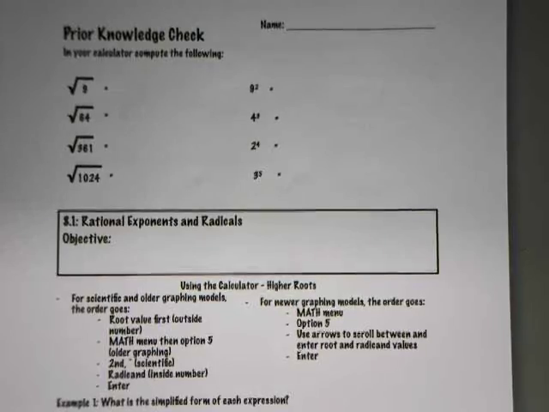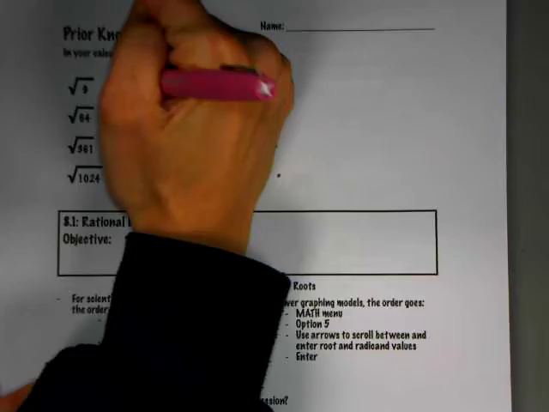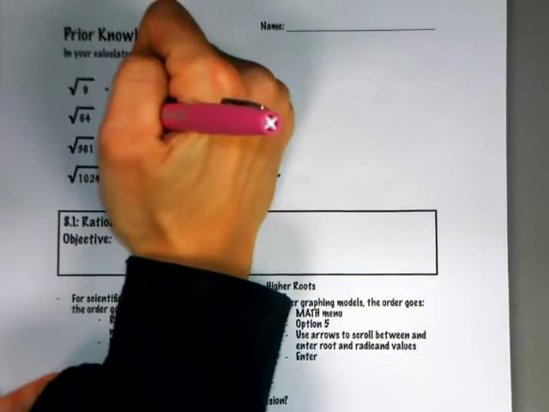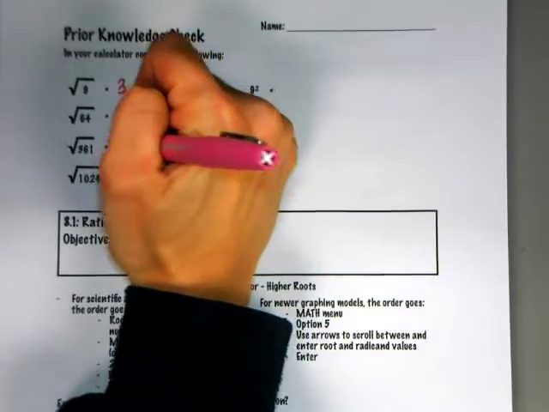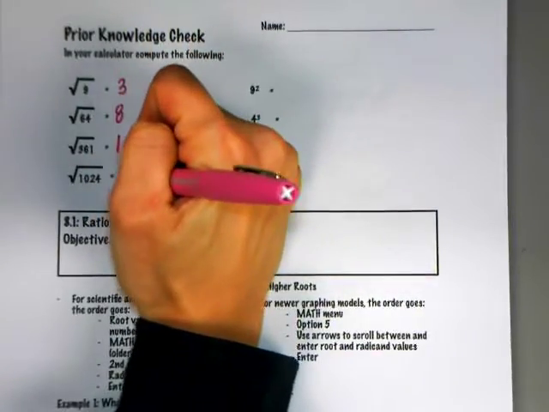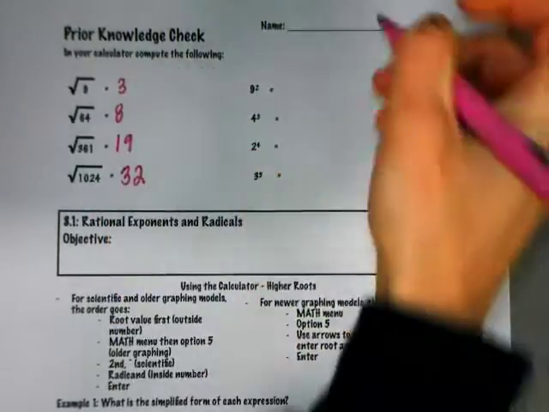Okay, so what is the square root of 9? 3. Yep. Square root of 64. 8. 361. 19. And what about 1024? 32. Okay. And then it was 9 squared.